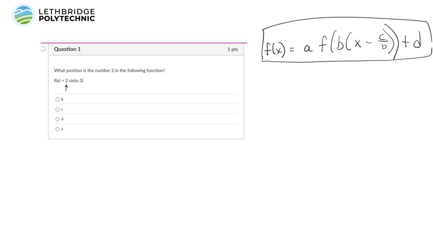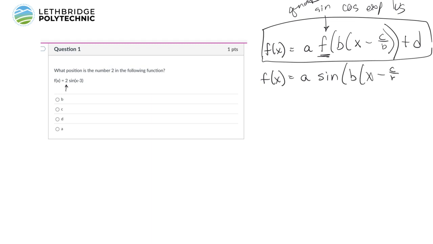This is, I guess it's not a function, it's a general form for a function where this f can be anything. It could be a sine, it could be a cos, it could be an exponential function, a log function, a quadratic function, doesn't matter. It could be any of those. So like if I'm looking at the sine function, if I want to put a sine in where that is, I could go a and then sine and b x minus c over b plus d.